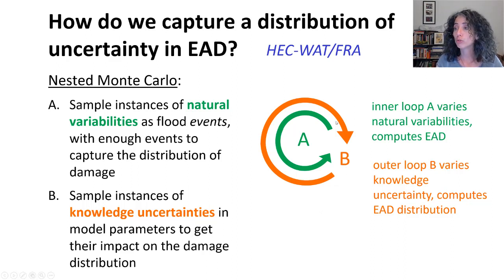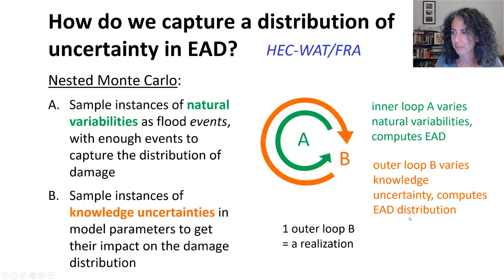And so the outer loop comes first, and we take one instance of each of our knowledge uncertainties, use it to parameterize our models and our probability distributions to then go around the inner loop, producing as many events as are needed to estimate an EAD, right? So this one time around the outer loop, right, with one sampling of all of our uncertainties is what's called a realization. And so for each realization, or each outer loop, we have many, many inner loops to produce the EAD estimate.